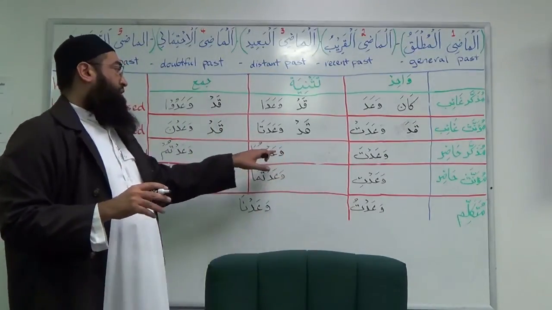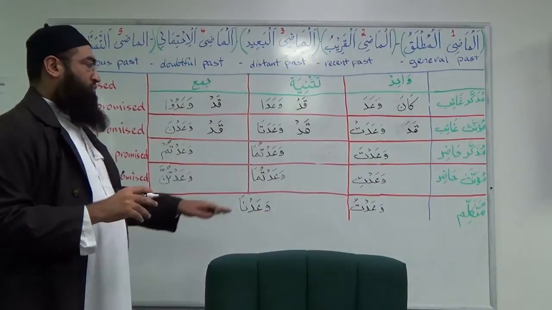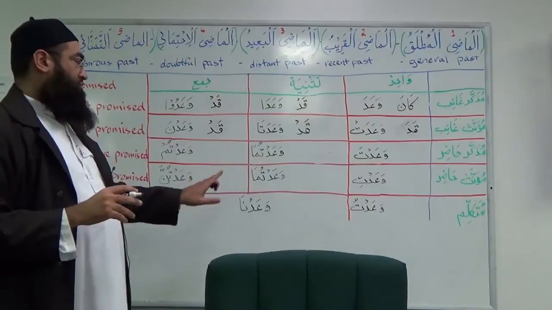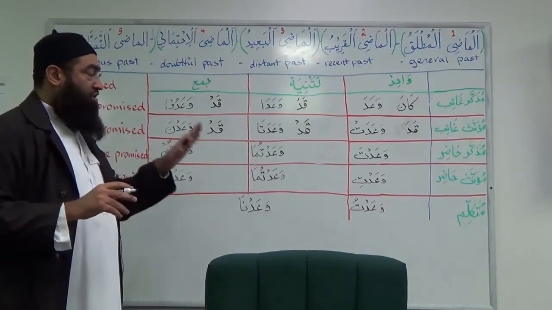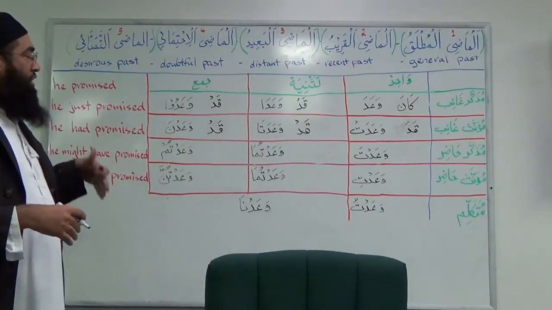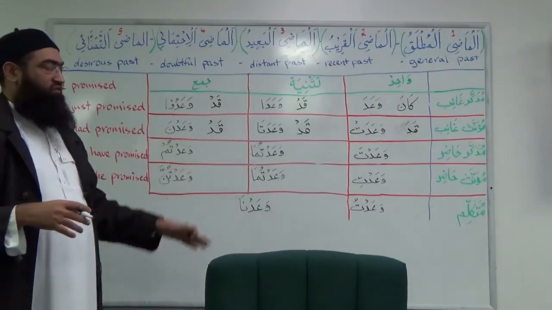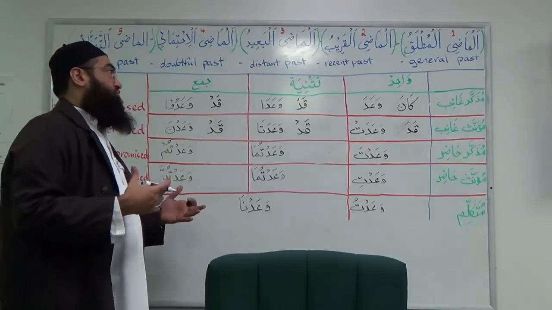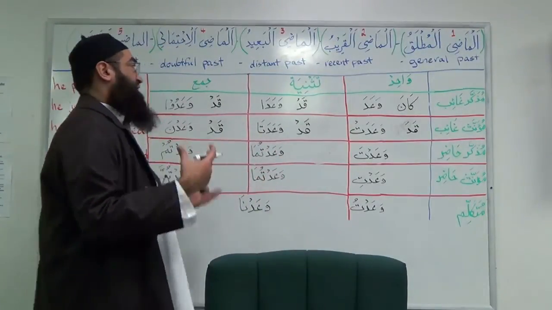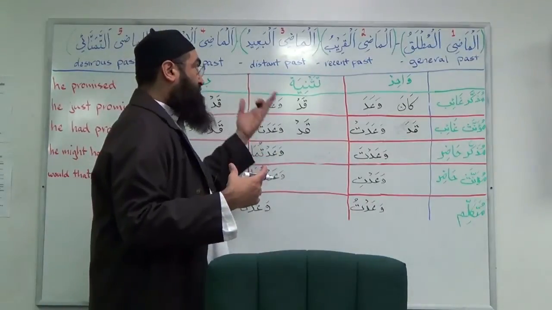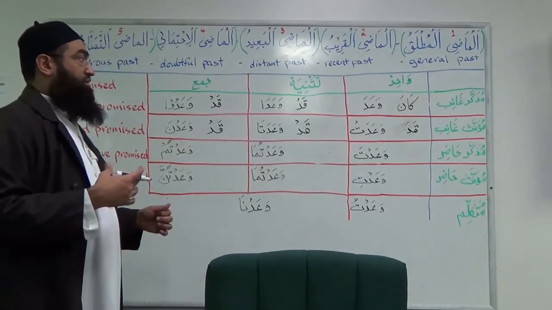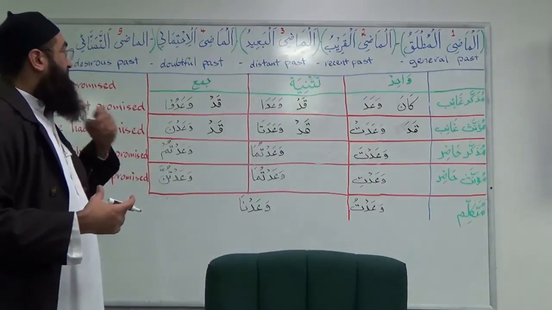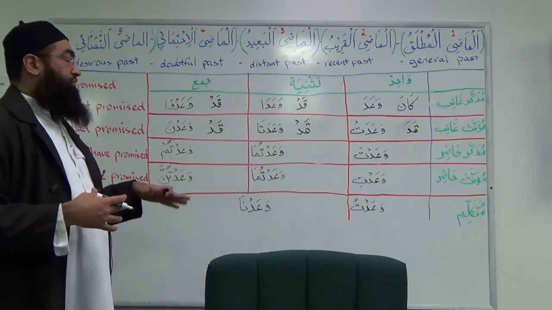قد وعدت, قد وعدتما, قد وعدتم, قد وعدت, قد وعدتما, قد وعدتن, قد وعدت, قد وعدنا. So qad will come on all 14 of the verb forms, and it's going to make the meaning into recent past. That one man just promised. Those two men just promised. All those men just promised.